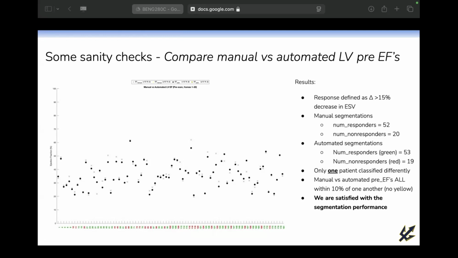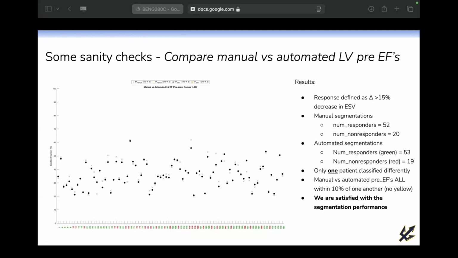If the difference between the two is larger than 10%, it should have been output as yellow. And as you can maybe see in this graph, there's no yellow, which means the model closely mimics the values of the hand-derived segmentations, or at least the difference between end systolic volume and diastolic volume was consistent between the automatic and manual methodology. So that's pretty good news.